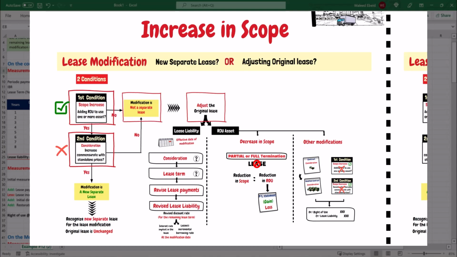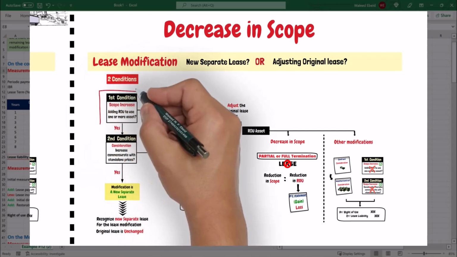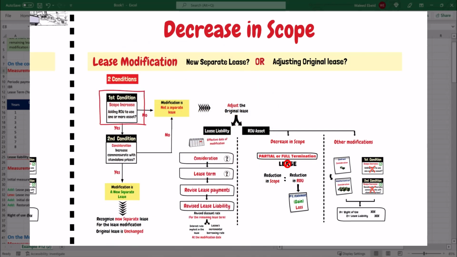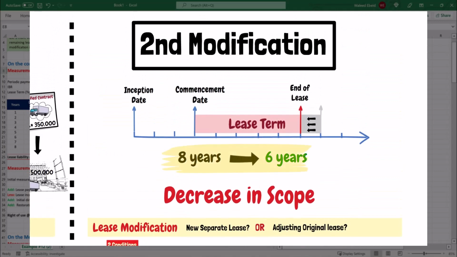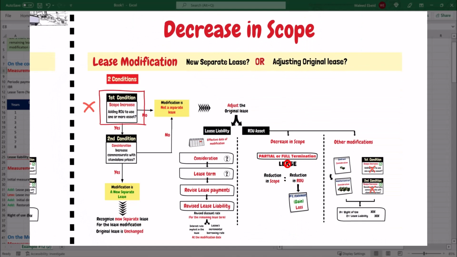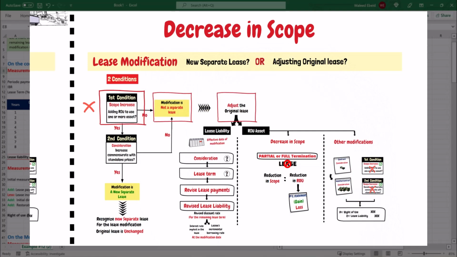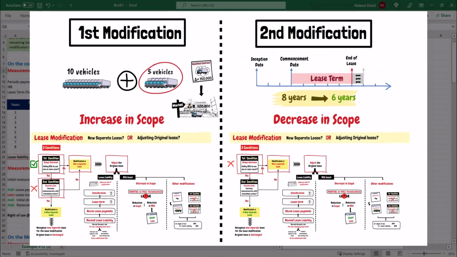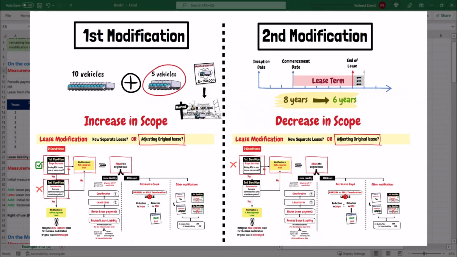Let us check the conditions for the modification that decreases the scope of the lease. The first condition, does the modification increase the scope of the lease by adding a right to use an additional asset? Here in the example, the modification does not increase the scope, but decreases it, and therefore, the first condition is not satisfied, and the modification is also accounted for by adjusting the original lease and not as a separate lease. So, in our example, both modifications shall be accounted for by adjusting the original lease.